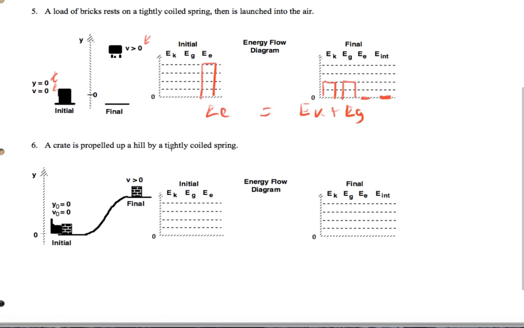And then for number 6. We have a crate propelled up a hill by a light spring. Notice we do get some height. They should have made that clear. So we have all elastic energy, and that energy is becoming gravity and kinetic. Again, if you decided that, hey, you think that there is friction and you did add a little bit of dissipated energy, that's okay. So you could set up your equation as E elastic equals E kinetic plus E gravity. And if you had the optional dissipated energy, that's fine too.